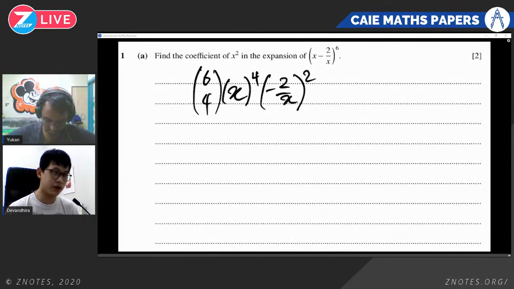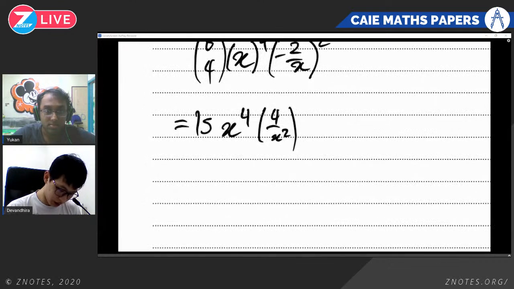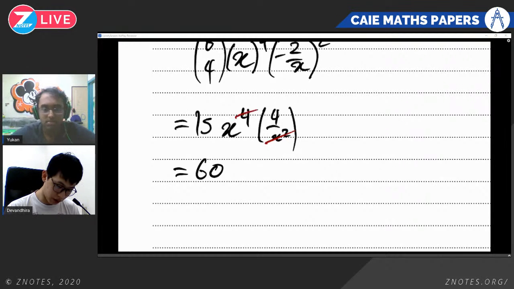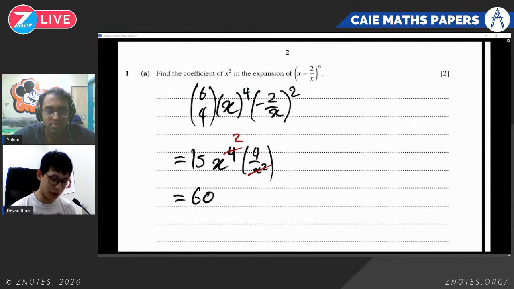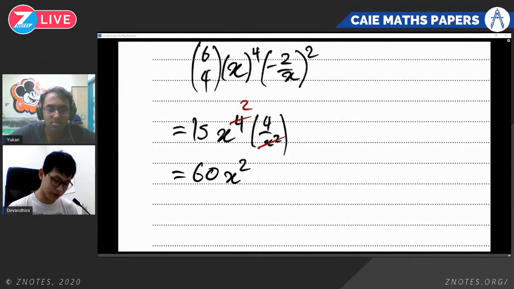So what's 6 choose 4, Yugan? Is it 15? Yeah, 6 choose 4 is 15. So it's 15 x to the power of 4 multiplied by 4 over x squared. We'll have 15 times 4, that is 60. As you can see right here, the x squared and x to the power 4 will cancel, and the x to the power 4 will be left with a 2 instead. And that's what we're looking for. We need to find the coefficient of x squared. So we have 60x squared at the end.